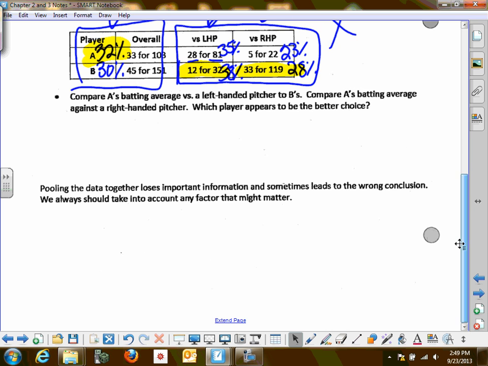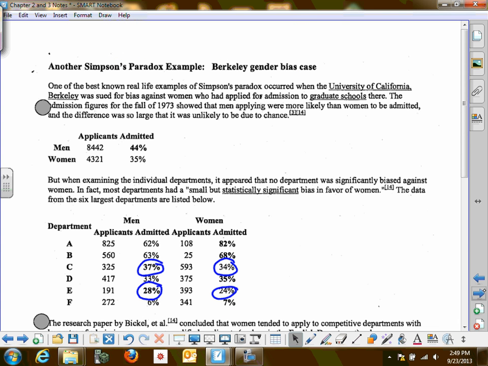So what happens here is pulling data together. When you put things together, it loses the important information and sometimes leads to the wrong conclusion. It does not always, but sometimes it does. And those times that it does switch the conclusion, it's called Simpson's paradox. It's happening because of the inappropriate math of adding across the two variables. Next, I'll show you a couple other examples.